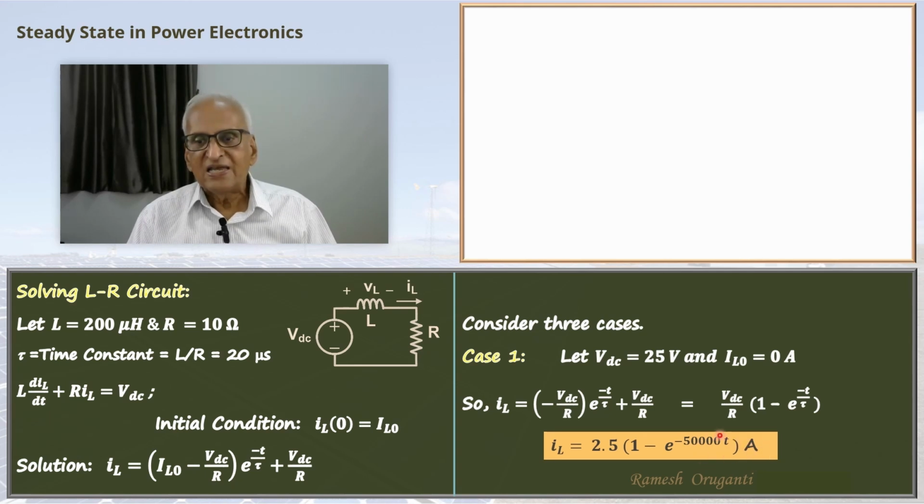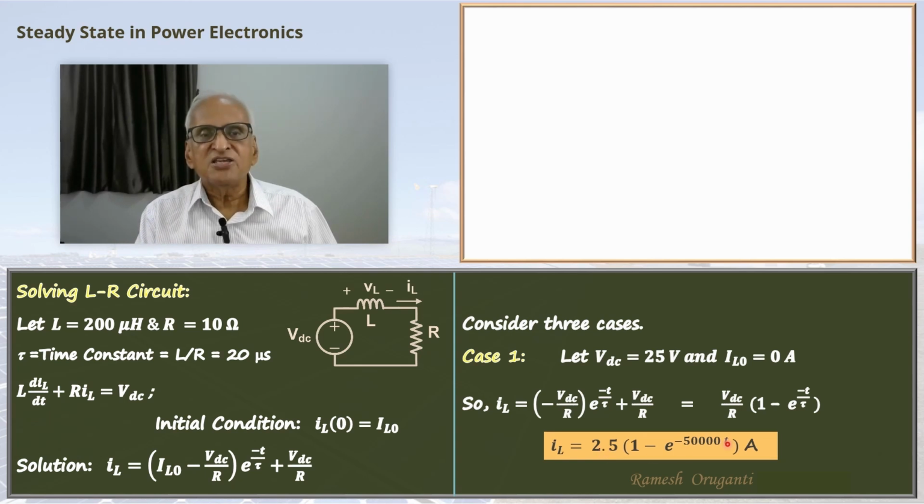Notice that when t is 0, e to the power of minus 50,000 times 0 will be 1. So 1 minus 1 is 0, so IL will be 0. So the initial current is 0 as we expect, IL0 is 0. When t is large, then this term will become 0 or close to 0. When this is close to 0, IL will reach 2.5 amperes. t need not be very large.